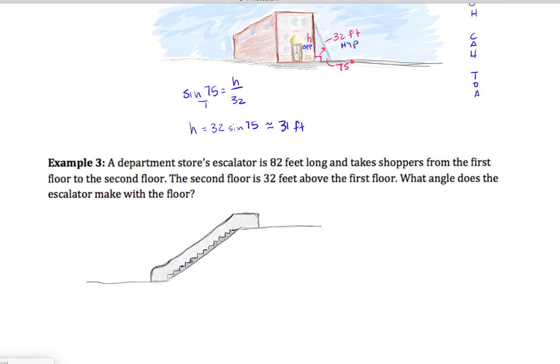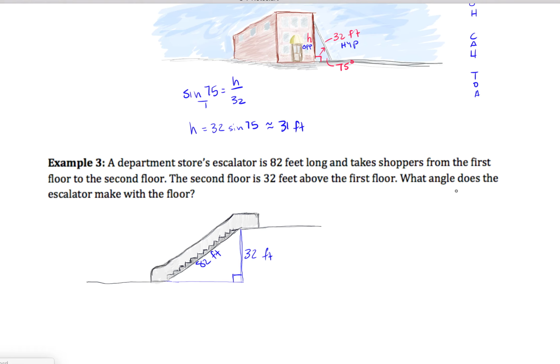So here I have my sketch of my escalator going from my first floor up to my second floor, and the problem tells me that that escalator is 82 feet long, and that the distance from the second floor down to the first floor is 32 feet. So if I extend this line for the first floor over, and I drop a line down from where the escalator reaches the second floor, you can see that should be a right angle right there, meaning I have a right triangle, and I know that this distance is going to be 32 feet.